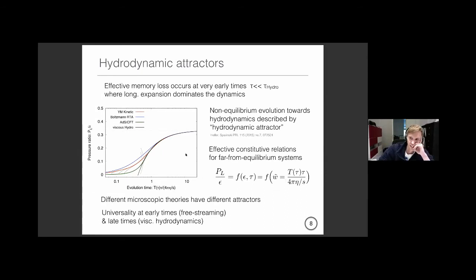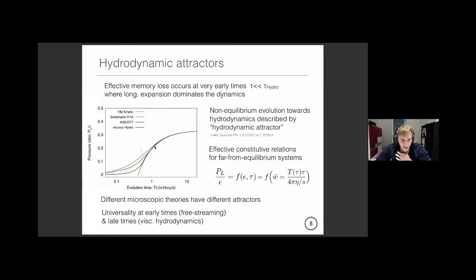Now, these non-equilibrium attractors, they are different from, say, our ordinary theory of hydrodynamics, in the sense that they are actually, as you can see here, different for different microscopic theories, right?